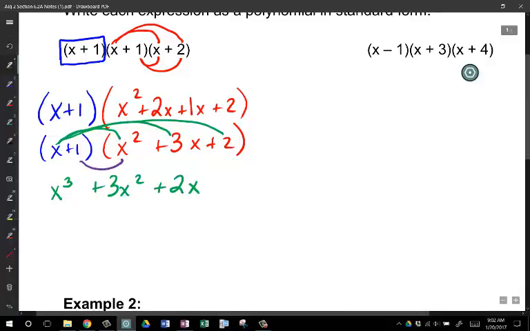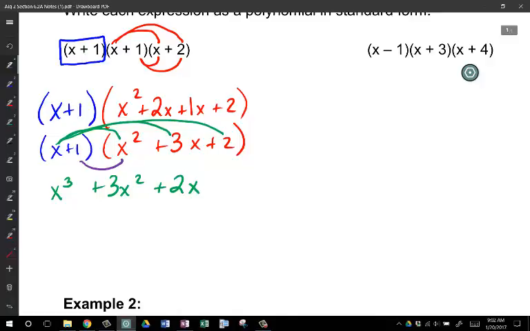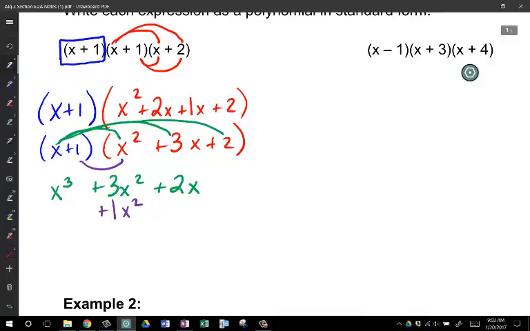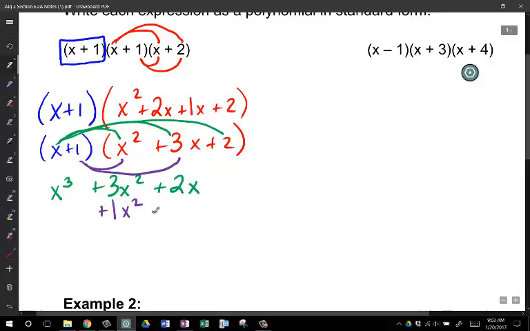1 times x squared, and I want you to watch where I write this. What's 1 times x squared? 1x squared, right? I'm going to create what I call an x squared column. And so I'm going to write 1x squared right there, because later, when I combine my like terms, it's going to be in a vertical column and be easy for me. Second, 1 times 3x is 3x, and I put that in the x column. And then lastly, 1 times 2 is 2.